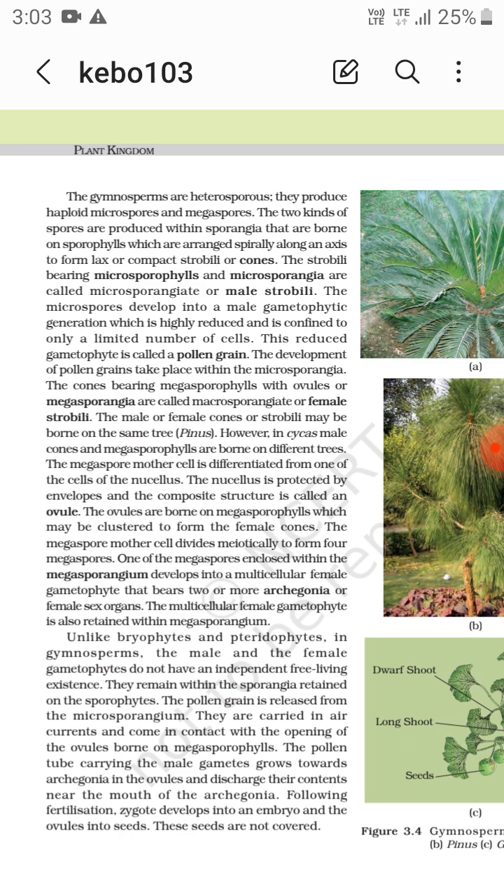Okay, that are borne on sporophylls, leaf-like appendages, which are arranged spirally along an axis to form lax or compact strobila or cones. As I told you, in pteridophytes, strobila or cones. Examples: Selaginella and Equisetum. Very good.